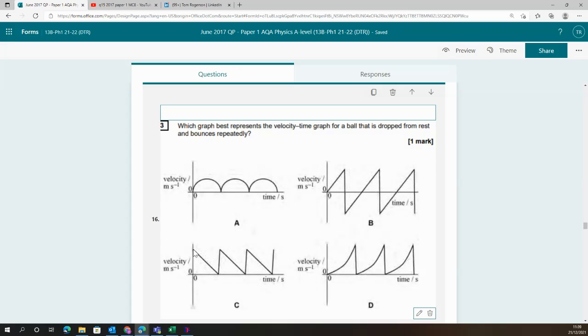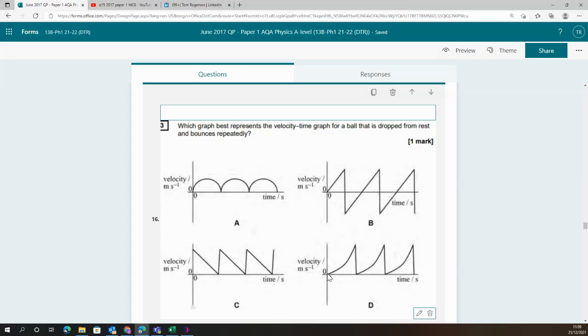C, it starts off moving very fast. So you've not released it from rest. It starts off really fast. This is wrong because it hasn't been released from rest. It then slows down to a stop, then magically speeds up. You might think that's a bounce, but then it speeds up and goes in the same direction. So it hits the floor and then continues through the floor. That doesn't make sense. So C is wrong for a number of reasons.